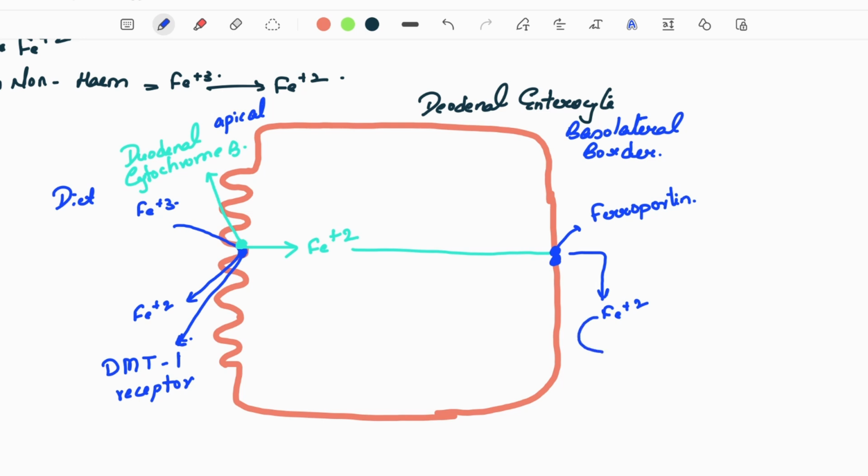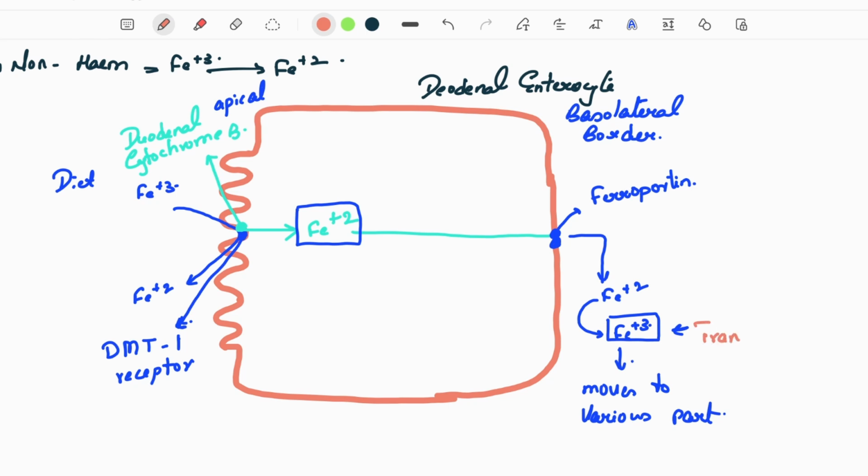Now this Fe2+ will again convert into Fe3+, and it moves to various parts of the body. So it is absorbed in the form of Fe2+, but it is transported in the form of Fe3+, bound to transferrin. So this is the mechanism of absorption of iron. I hope you are clear. Let me explain this again.